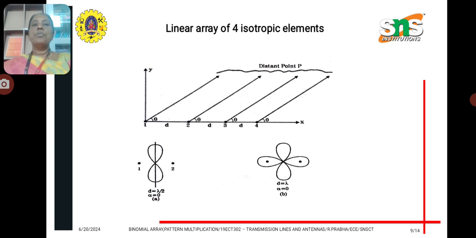So we have, for example, a 4 isotropic element array. It is a linear array because all the elements are kept at equal spacing. The distance between two adjacent antennas is taken as d, so the total distance is d plus d plus d, that is 3d. Here the distance between the two antennas is taken as d equal to lambda by 2. Its radiation pattern consists of 4 lobes.